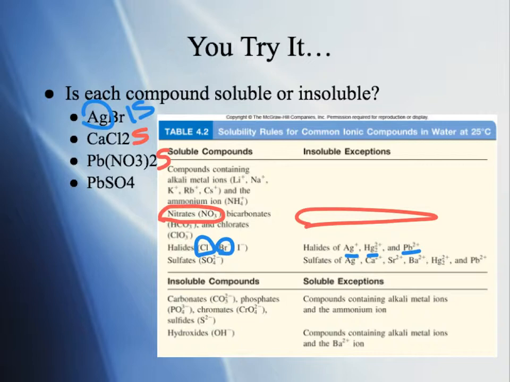All right, last but not least is lead sulfate, PbSO4. Sulfates are generally soluble, able to dissolve in water, but they do have exceptions: silver, calcium, strontium, barium, mercury, and lead. Here we have it, lead. So this is an exception. So this is insoluble. All right, so that's how you're going to want to make sure that you have this handy to figure out if something is soluble or insoluble.